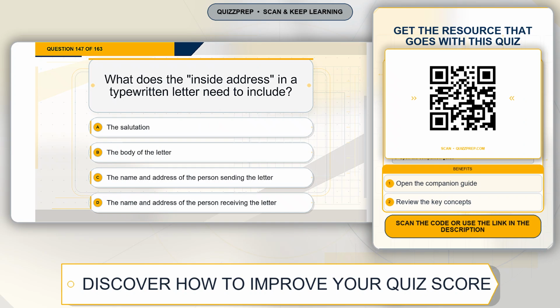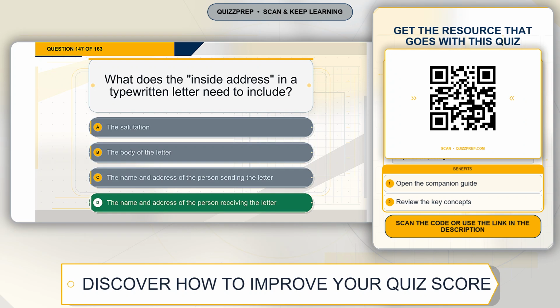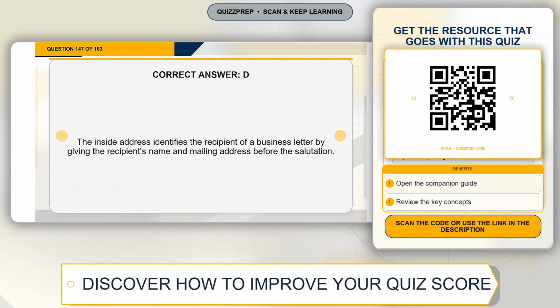Question 147. What does the inside address in a typewritten letter need to include? Option A, the salutation. Option B, the body of the letter. Option C, the name and address of the person sending the letter. Option D, the name and address of the person receiving the letter. The correct answer is option D, the name and address of the person receiving the letter. Explanation. The inside address identifies the recipient of a business letter by giving the recipient's name and mailing address before the salutation.